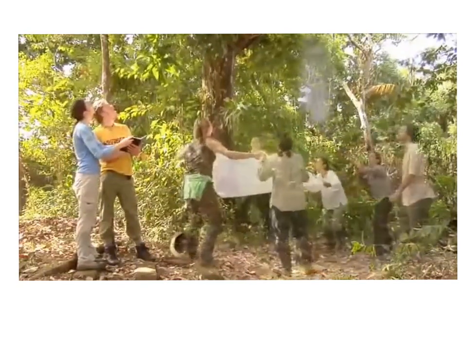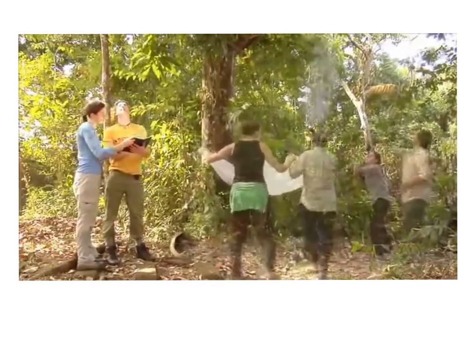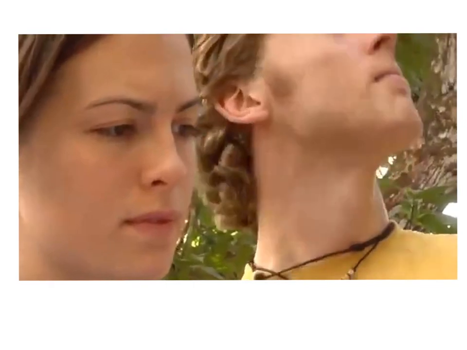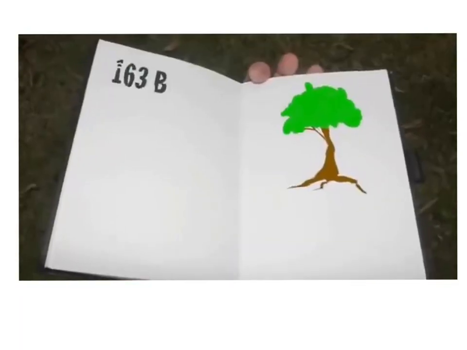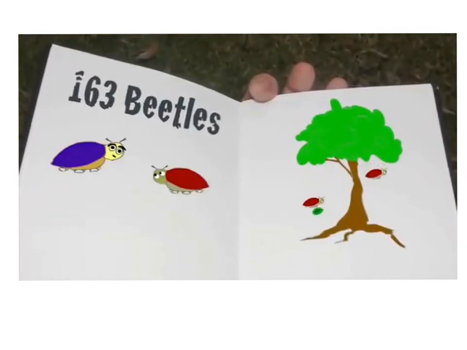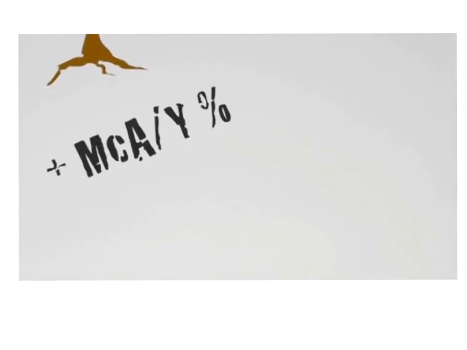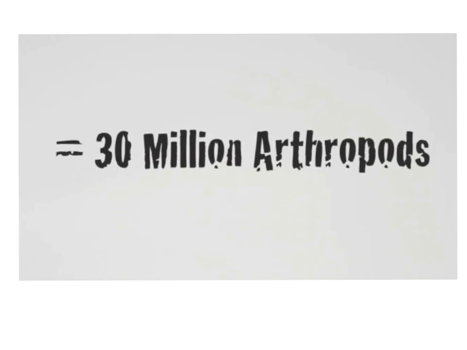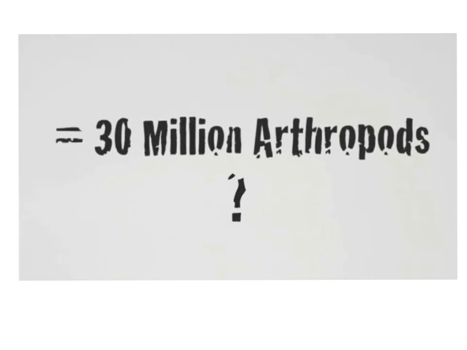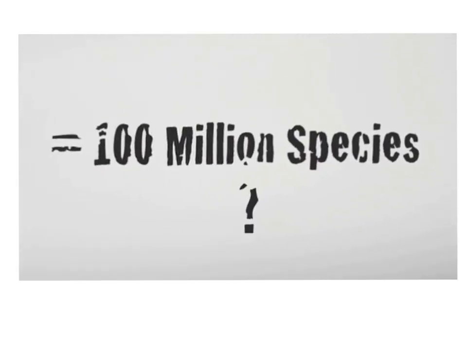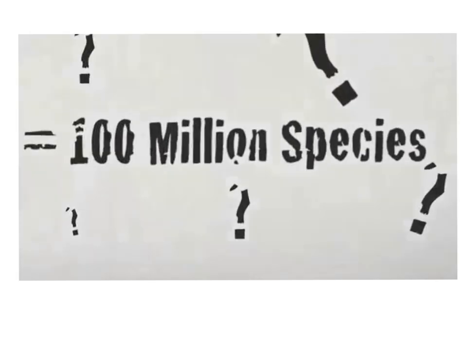So, they fogged 19 individuals of one tree species with insecticide at different times of the year. Their results indicated that there were, say, 163 beetle species that existed on this tree and nowhere else. What if every tropical tree, all 50,000 of them, had similar endemic species? So from this data, they estimated that there may be close to 30 million arthropod species in the world. Then, people estimated that the total number of species may be as high as 100 million.